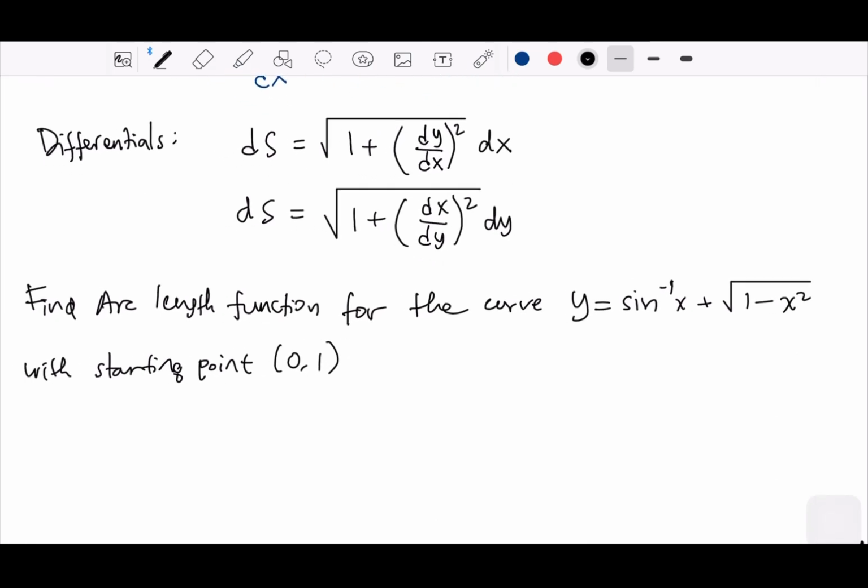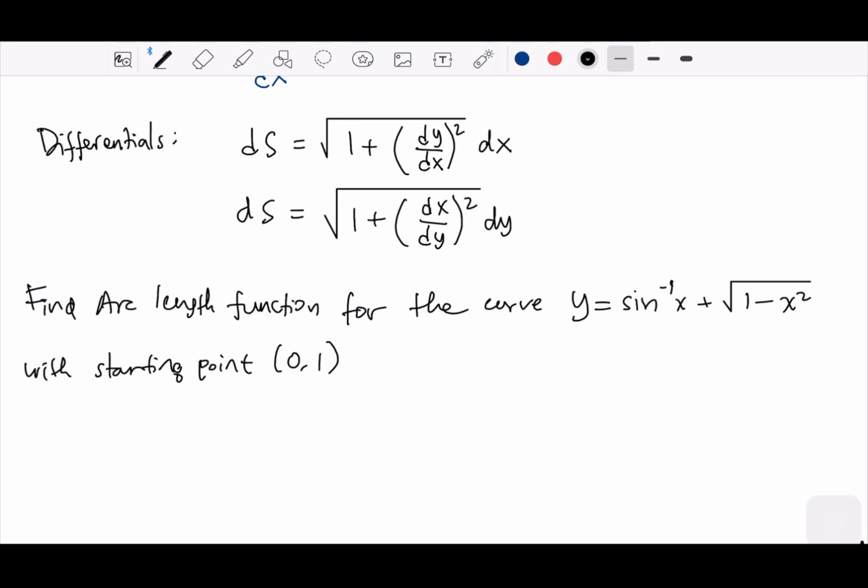Okay, this sine here is the arc sine, or sine inverse, not 1 over sine. Just to remind you: sine inverse plus square root of 1 minus x squared. So first thing, same as usual, finding arc length means finding the derivative. I hope you still remember the derivative.